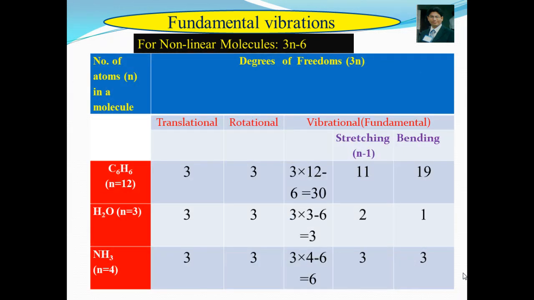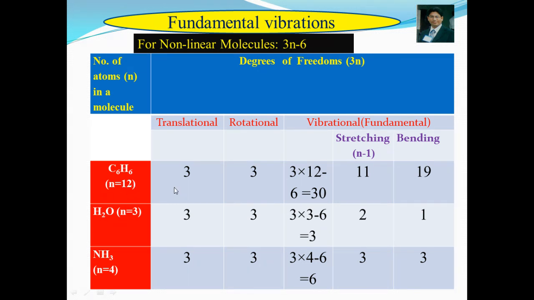Now for non-linear molecules, the fundamental vibrations will be 3n minus 6. How can we calculate this? For the benzene molecule, the total number of atoms is n equal to 12. We know that for non-linear molecules, translational degrees of freedom is 3 and rotational degrees of freedom is 3. So the fundamental vibrations will be 3n minus 6, that is 3 into 12 minus 6, which is equal to 30.